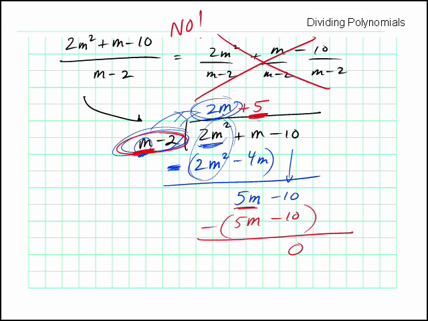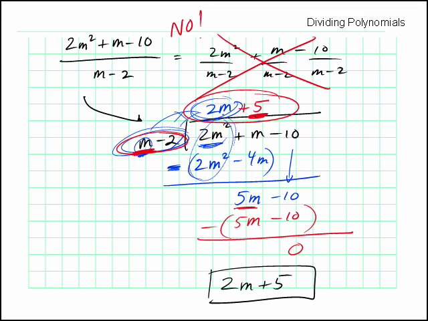Not always the case, but here it is. And so my answer is right up here. The answer to this division problem is 2m plus 5. This is just like the steps are equivalent to a basic long division problem that you would get in arithmetic.